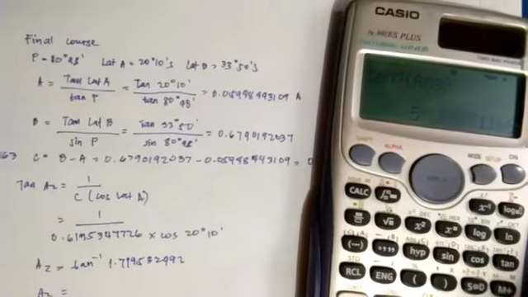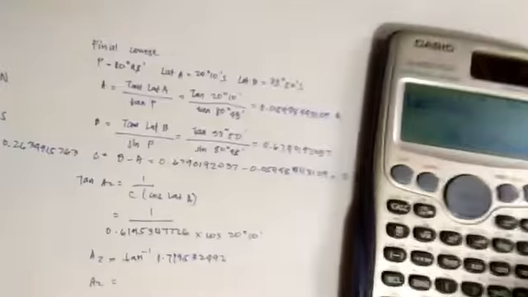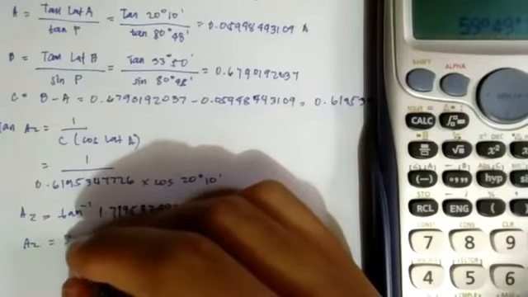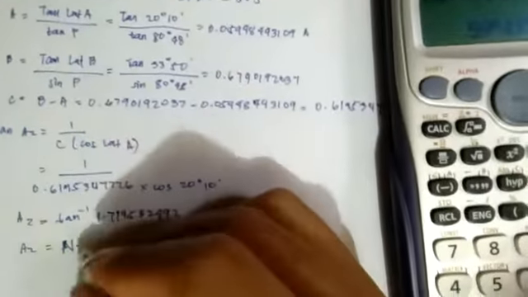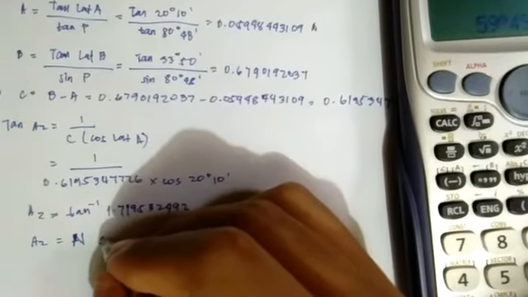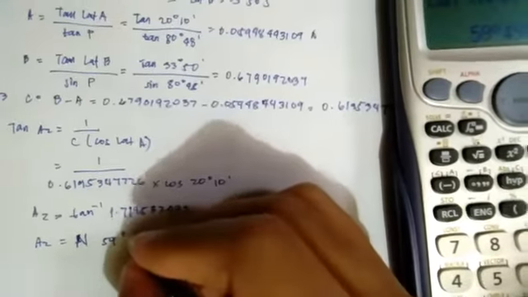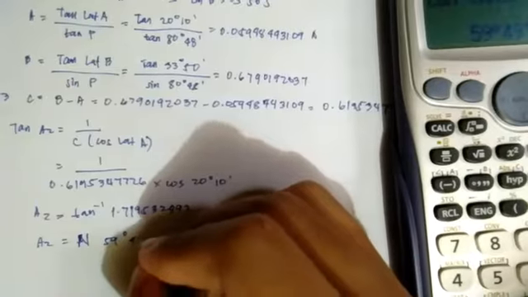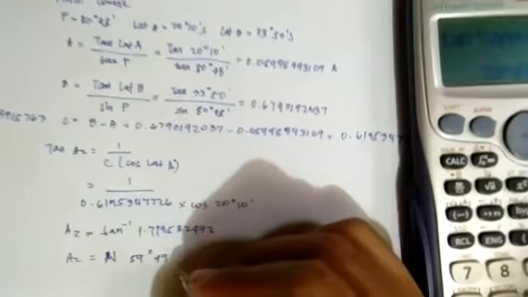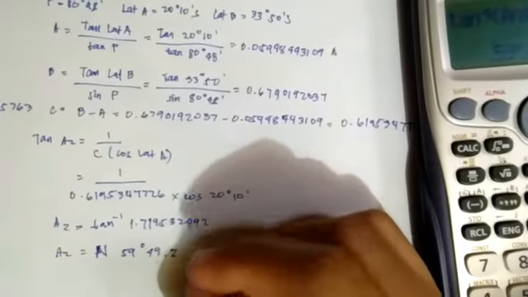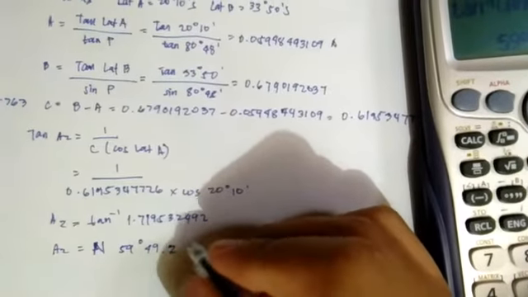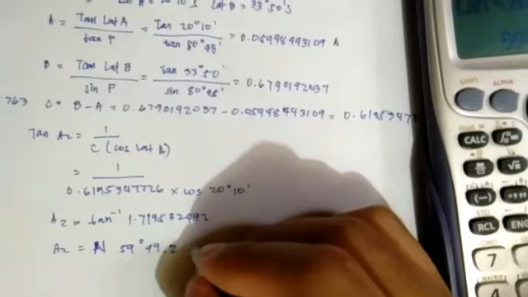And we will get the azimuth. That would be north 59 degrees 49.2 minutes east.